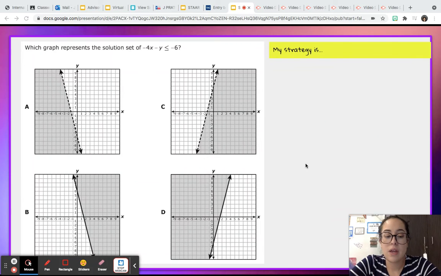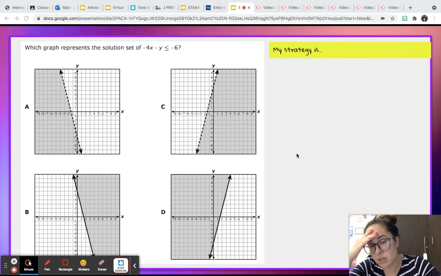Hey guys, so now we are going into an inequality. This one we cannot graph. No, no, no. We cannot graph this one. But in a way we could graph it just to see the slope of the line and the y-intercept. We could graph it as if it was a normal equation.